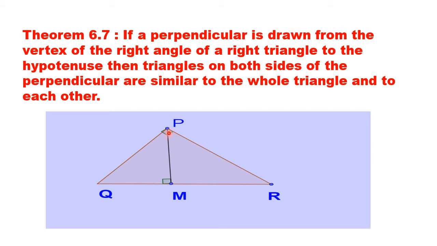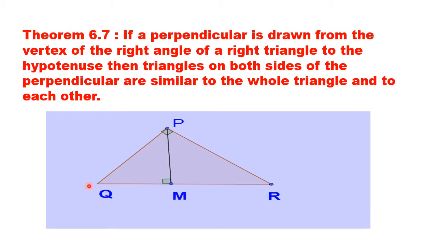Now, if we draw one perpendicular from this point P on the side QR, and the name of the perpendicular is PM, then the triangles on both the sides of this perpendicular are similar. Which are the triangles on both the sides of this perpendicular? One is PMQ and the other is PMR. So they are similar to each other. It means we can write PMQ similar to PMR, as well as they are similar to the whole triangle.